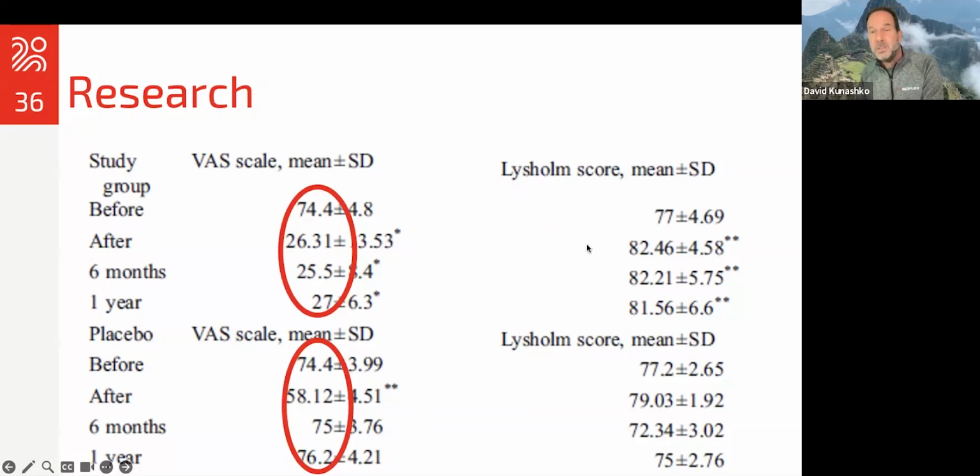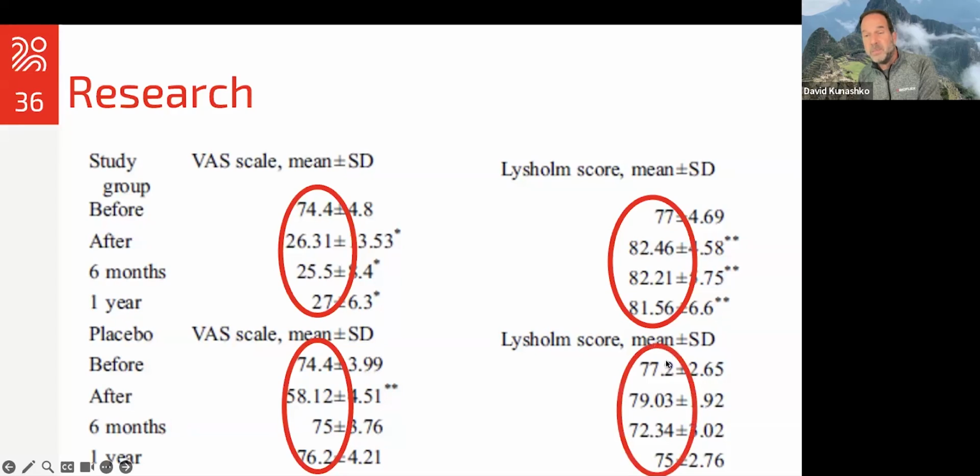And then the Lysholm score, I guess Swedish, started at 77 for the laser group. And remember, the higher the better. Then it went up to 82 and kind of stayed at around 82 for a year. Whereas in the placebo group, it started at 77, went to 79, but then went down. They got worse over time, right? Because you kind of expect that. So it just goes to show you that if you're not doing laser therapy for meniscal tears, why not?